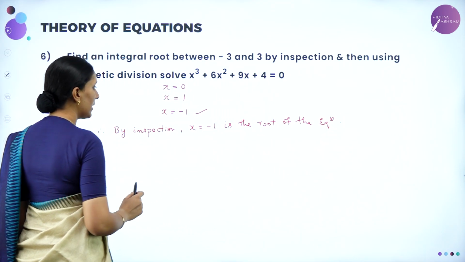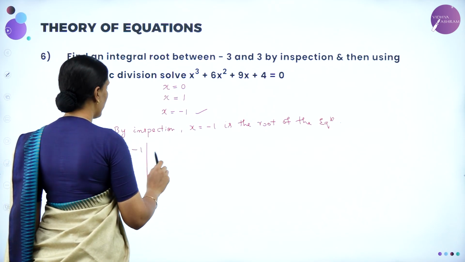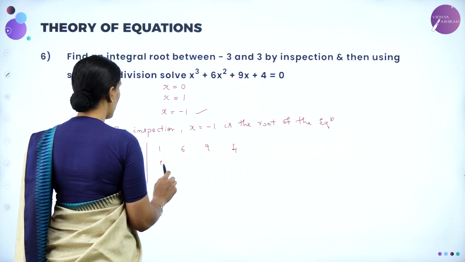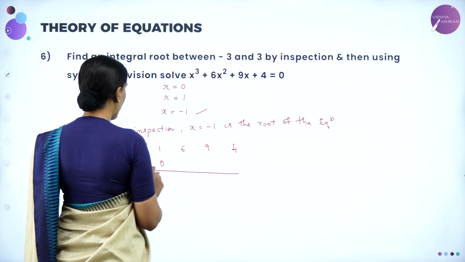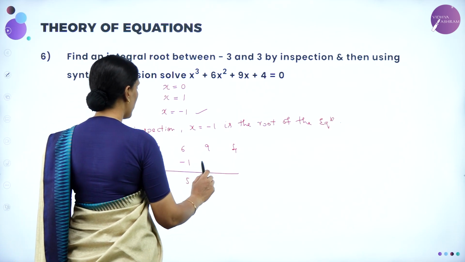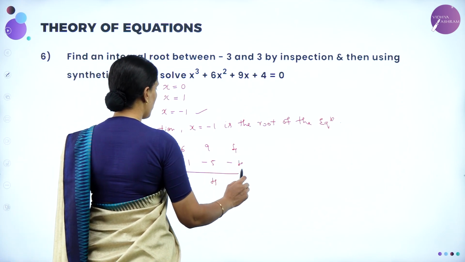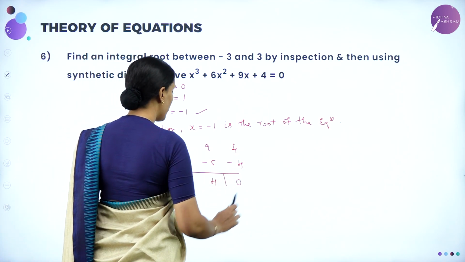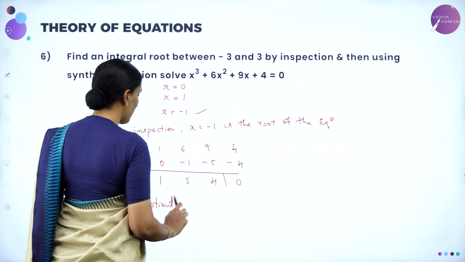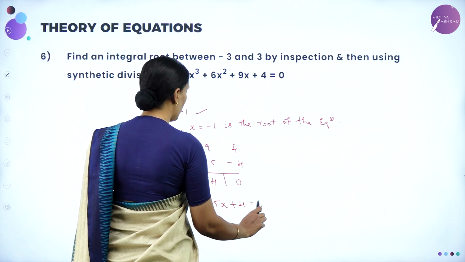Now let us use the synthetic division method to find the quotient and the remainder. So with minus 1, let's write the coefficients 1, 6, 9, 4. Now 0, 1; 1 into minus 1 is minus 1, 6 minus 1 is 5; 5 into minus 1 is minus 5, 9 minus 5 is 4; 4 into minus 1 is minus 4, 4 minus 4 is 0. So the remainder is completely 0. So therefore the quotient can be written as x square plus 5x plus 4 is equal to 0.